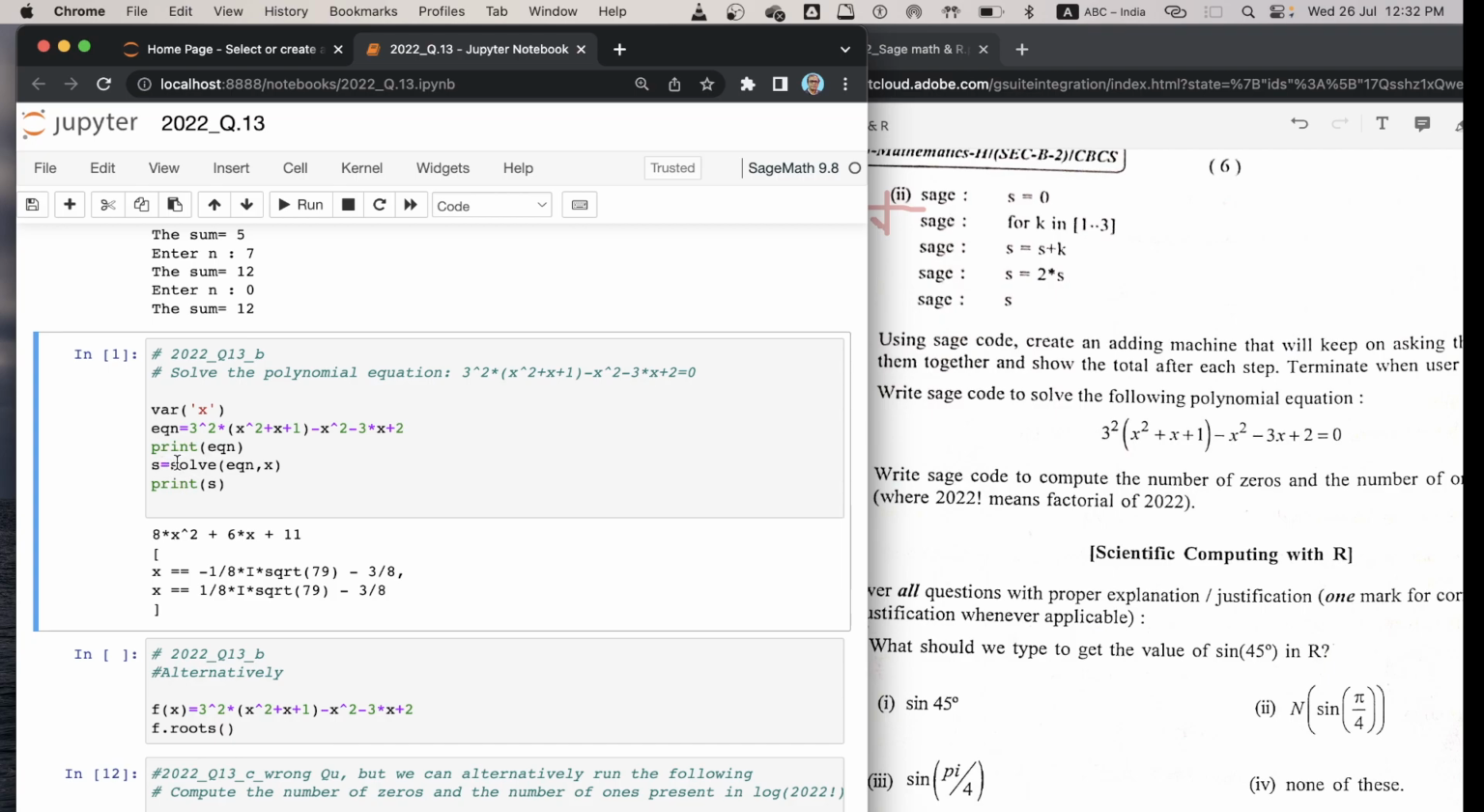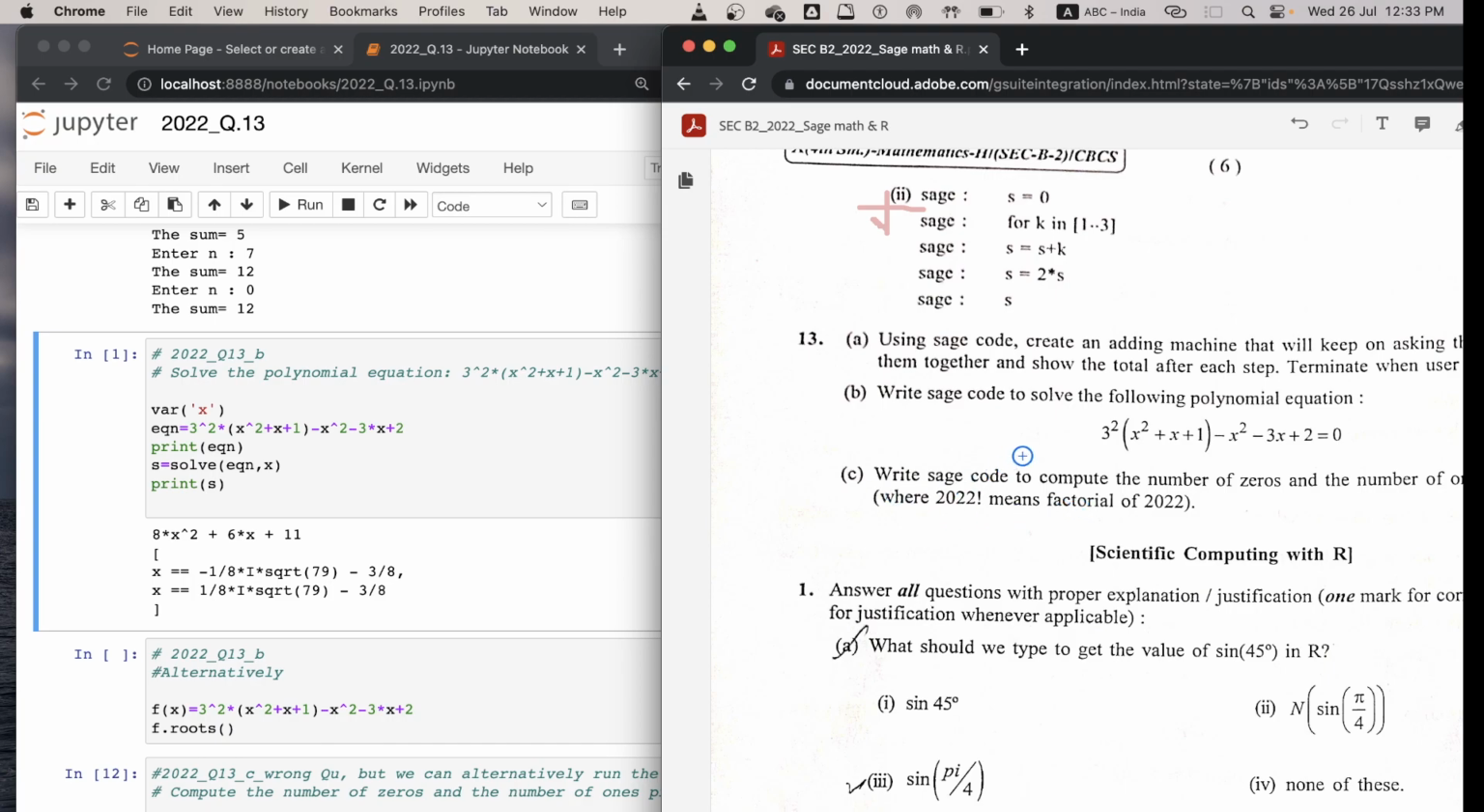To solve this polynomial equation, x equals 1 by 8 into I into square root of 79 minus 3 by 8. If you apply the numerical approximation, you get the numerical values here. So this is the x squared equation, and you get two roots for this equation.